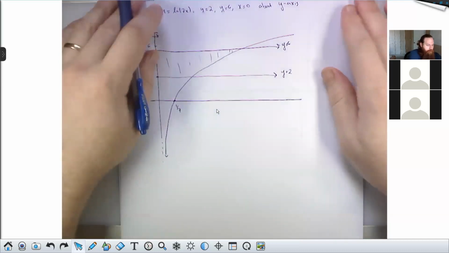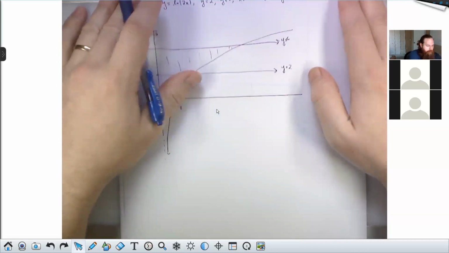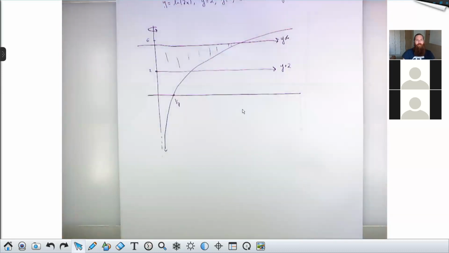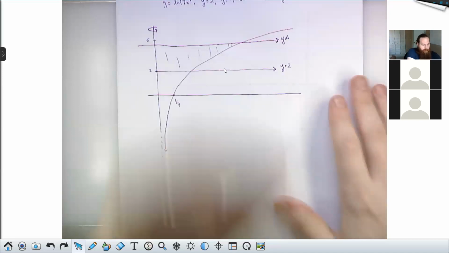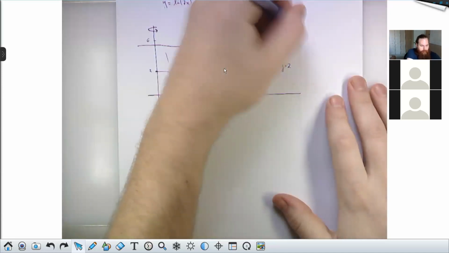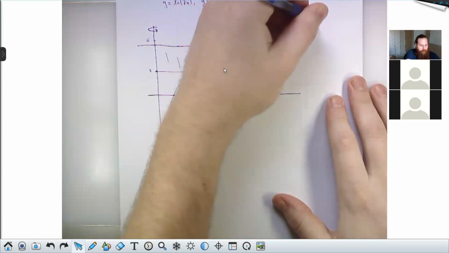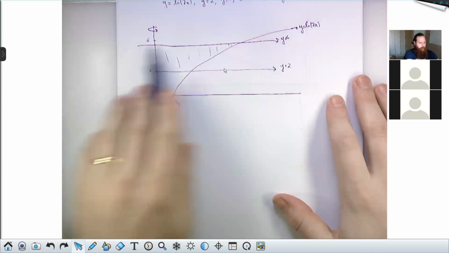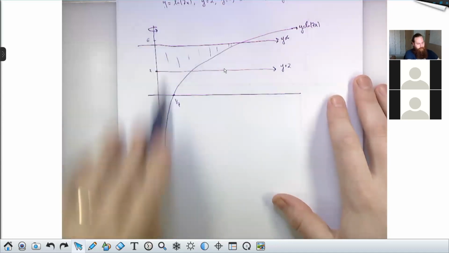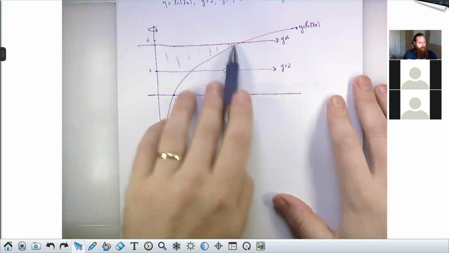I know the challenge for me drawing this, the reason it took me a few tries to get this scaled right, is because the natural log function grows so slowly. It's rare that you look far out enough so that the natural log is all the way up to 6. Especially when you scale it like that. But that's okay. This is good enough. So this is the curve y equals the ln of 7x. Here's y equals 6, here's y equals 2, here's x equals 0. So this is my region.